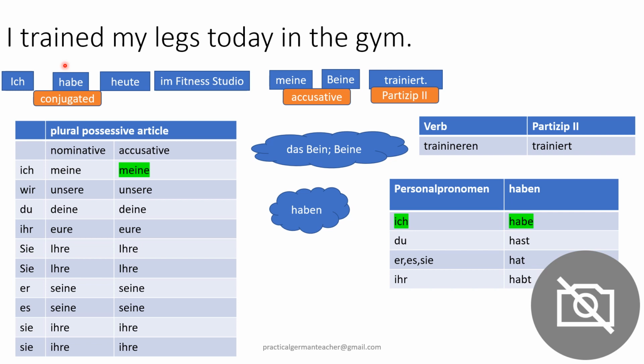Okay, this is dative, which we already discussed.